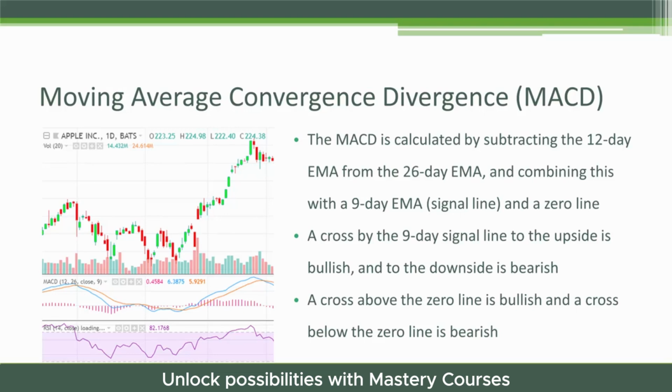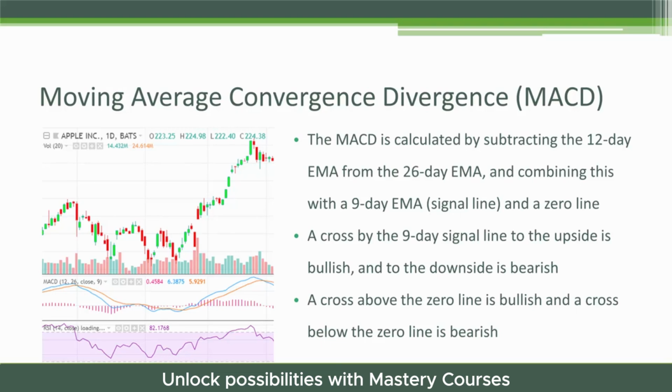So it's the 12-day EMA subtracted from a 26-day EMA. And that gives us one line, which is our slow line. Our fast line is a 9-day EMA, and that's our signal line. And then finally, we'll have a zero line that these two lines will cross above and below as the stock trades.